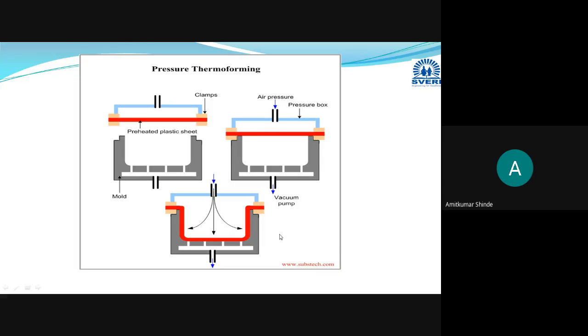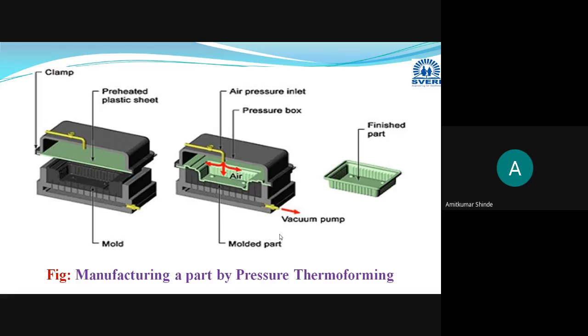This same operation I have explained with the help of one practical example. This is the practical example. This is your final product. Please first check your final product. You can say that one dish or one plate is there. This can be manufactured with the help of pressure thermoforming.